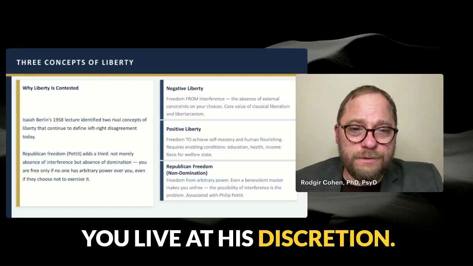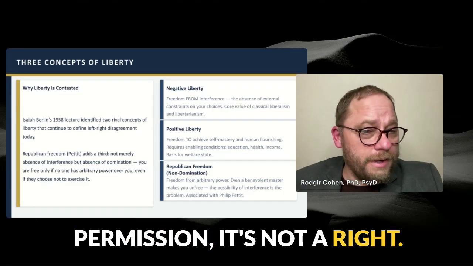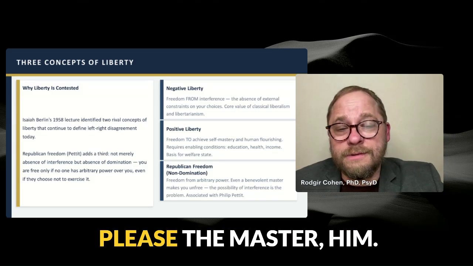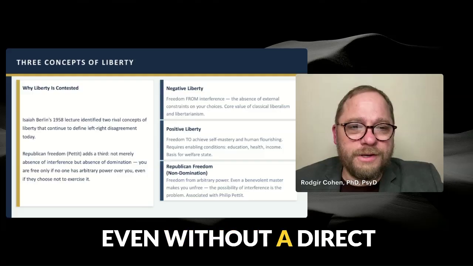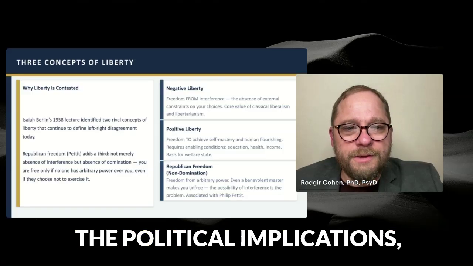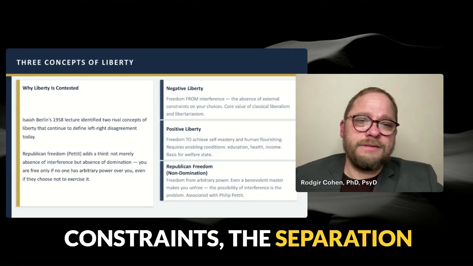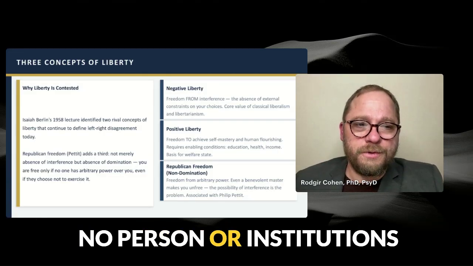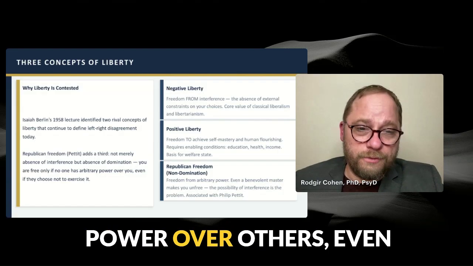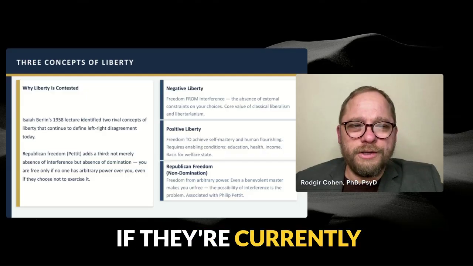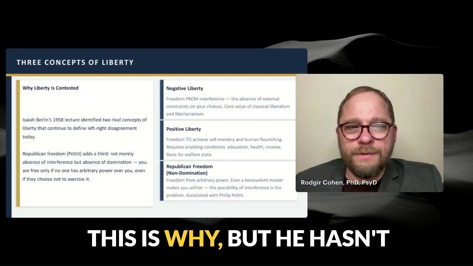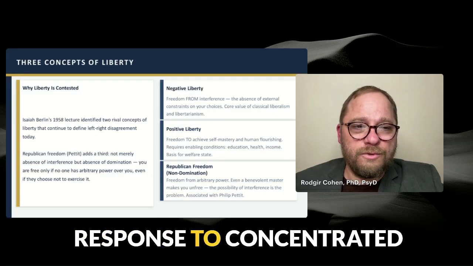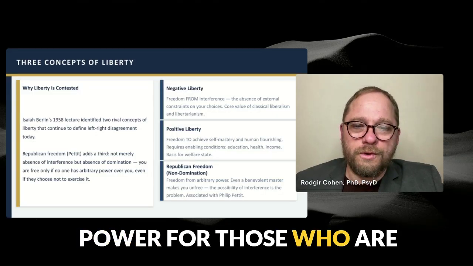You live at his discretion. Your freedom is a permission, it's not a right. That means you will self-censor, defer, or shape your behavior to please the master. Even without direct coercion, you are dominated. The political implications: constitutional constraints, the separation of powers, and the rule of law are all mechanisms for preventing domination. No person or institution should have arbitrary, unchecked power over others, even if they're currently choosing not to exercise it. This is why "but he hasn't actually done anything bad yet" is an inadequate response to concentrated power for those who are consolidating power.